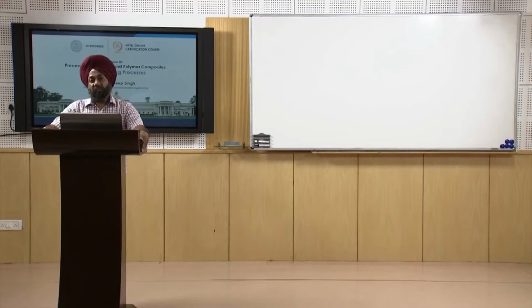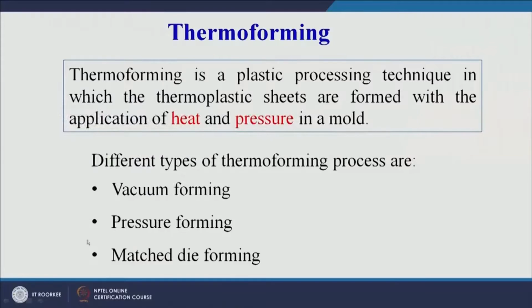Now, let us see what the thermoforming process is. On your screen you can see thermoforming is a plastic processing technique, a polymer processing technique in which thermoplastic sheets are formed with the application of heat and pressure in a mold. Here, whatever I have discussed in the introductory part of today's session, heat is again coming into the picture, the mold is again coming into the picture, and the additional thing that we are supplying here is the pressure.